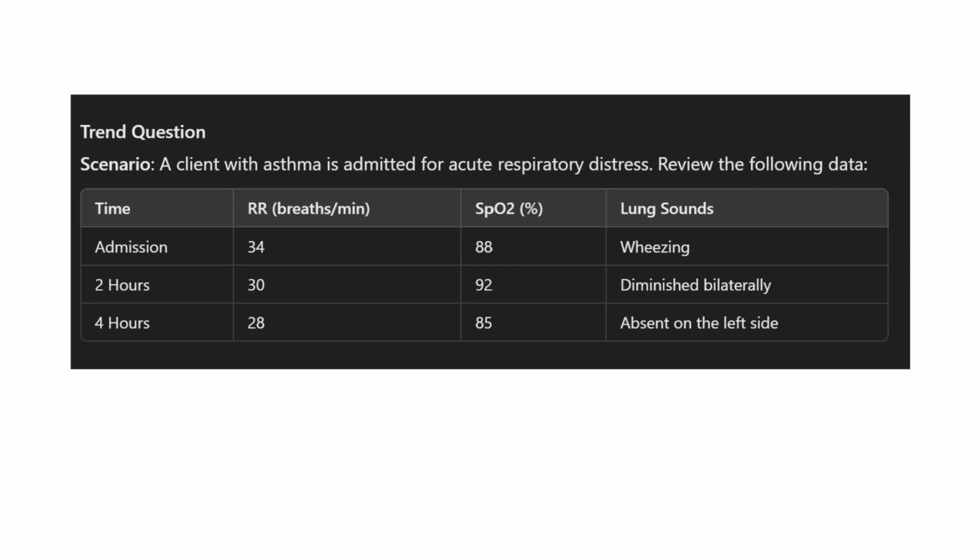Trend question. Scenario. A client with asthma is admitted for acute respiratory distress. Review the following data.